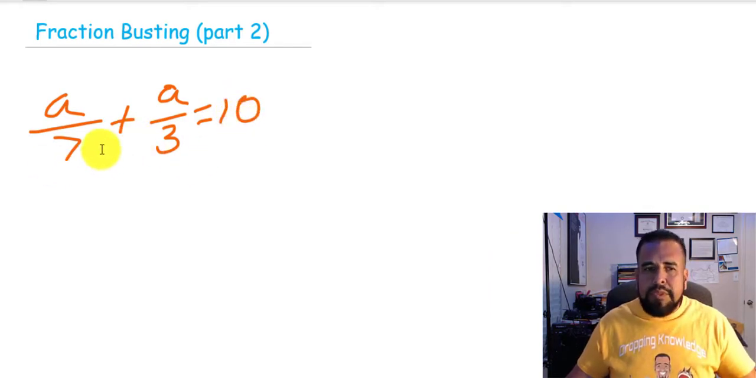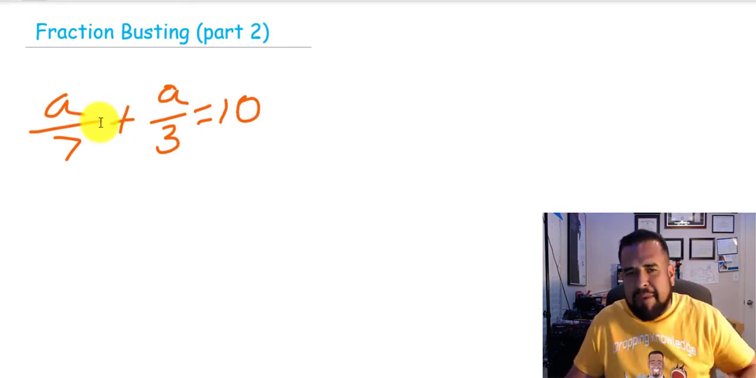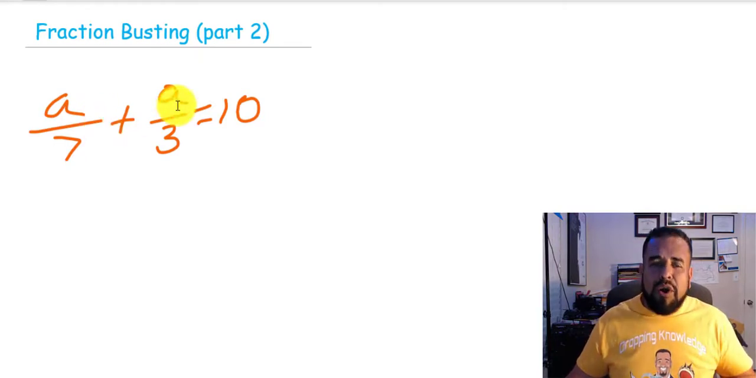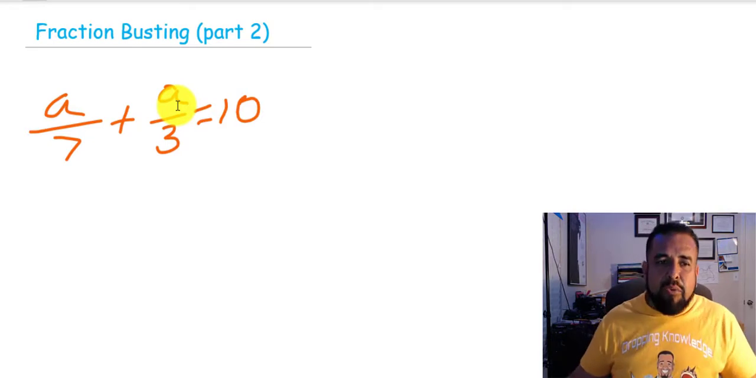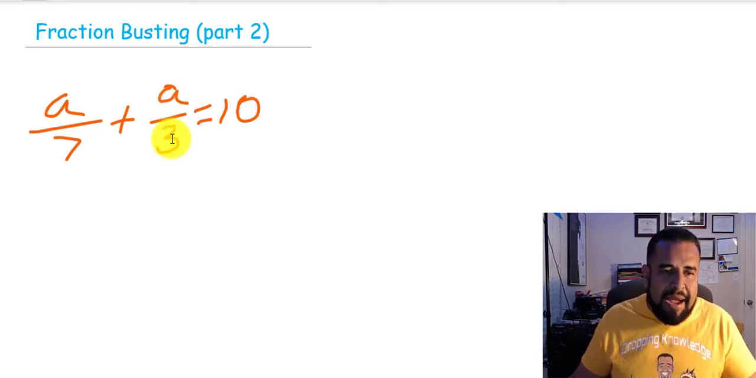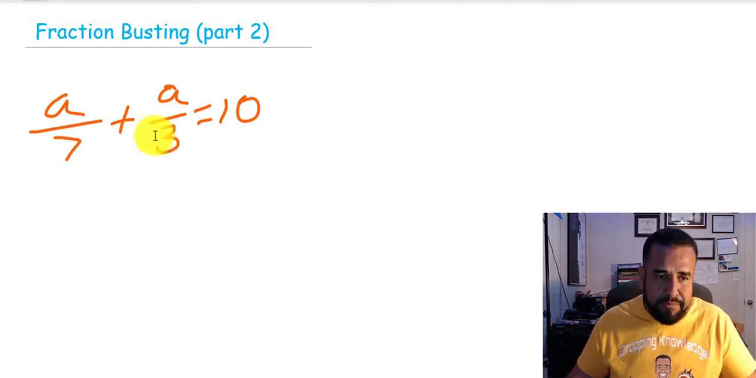Well, if you remember fractions, you would have to get a common denominator, then add them up and separate the a and get it by itself and all that. So we want to avoid all that, and we want to just get rid of the fraction. So we want to focus on the denominators, and we want to get a common denominator still.